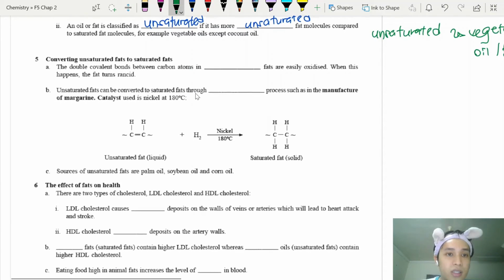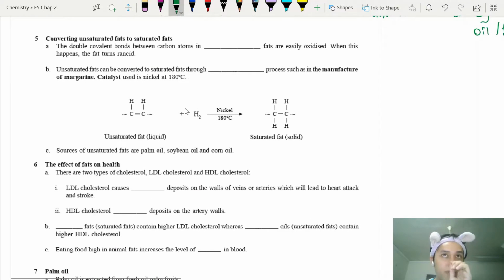Now in your alkene chapter, we also learned how to change from an alkene to an alkane, right? Which is by hydrogenation, correct? Meaning if I have the double bond, I want to change it into a single bond, I add hydrogen in, which is hydrogenation. In the case of fats, this is the same thing as well. Basically the double bonds here are easily oxidized, meaning that reactions can happen at the double bond. Now when an oil oxidizes, it becomes rancid.